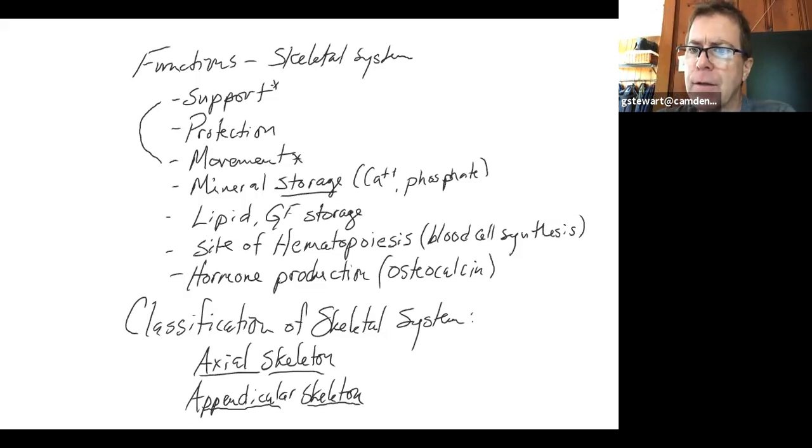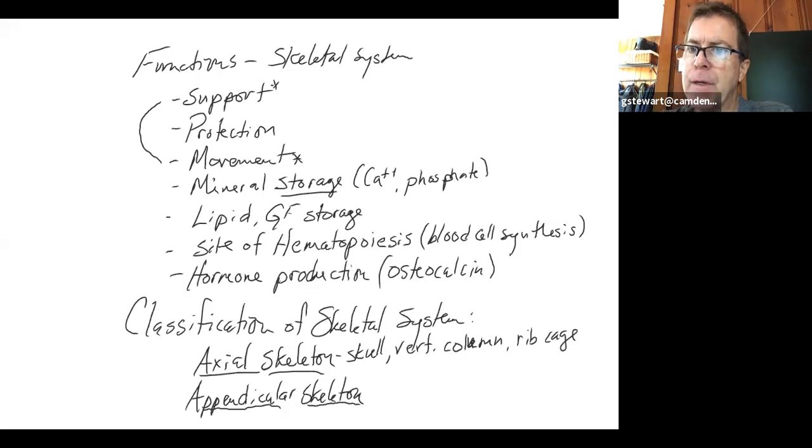So the axial skeleton would include the skull, think all the way down the middle of the human body, the vertebral column, the thoracic cage, or what you and I call the rib cage.